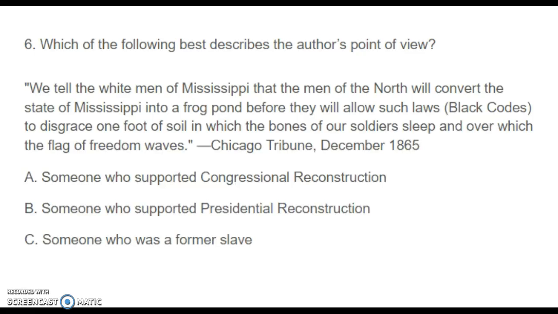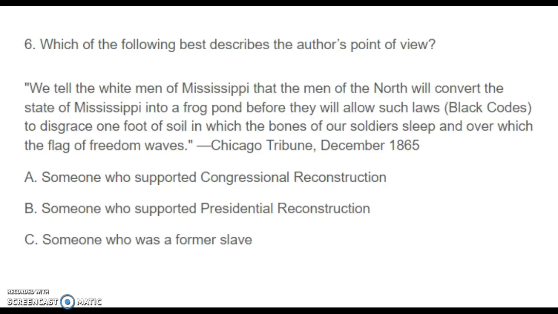Number 6. Which of the following best describes the author's point of view? We tell the white men of Mississippi that the men of the North will convert the state of Mississippi into a frog pond before they will allow such laws, black codes, to disgrace 1 foot of soil in which the bones of our soldiers sleep and over which the flag of freedom waves. From the Chicago Tribune, December of 1865.